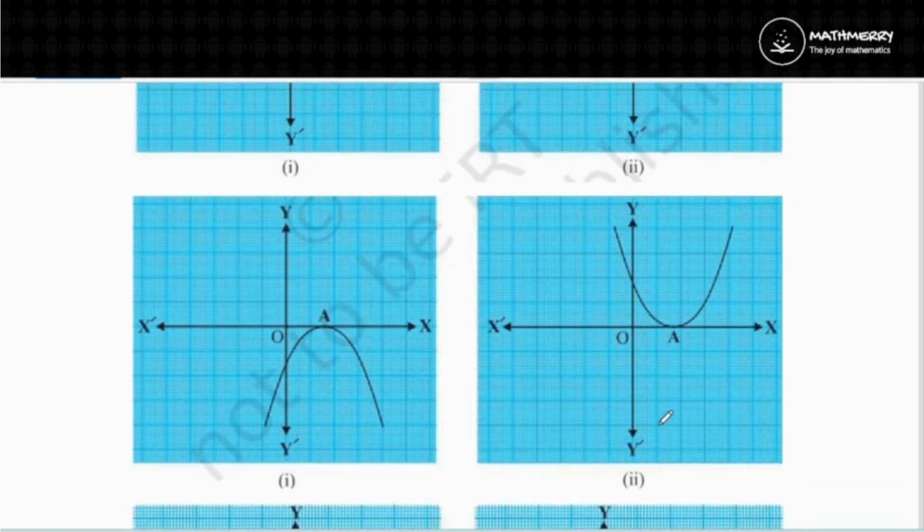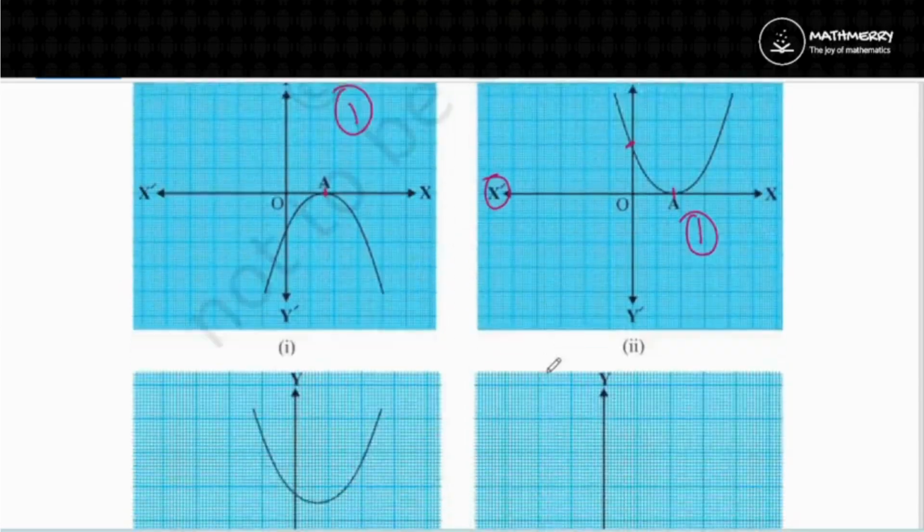Now, what about this one? Here the graph touches the x-axis at exactly 1 point. Okay, so we will only have one zero of the polynomial. Here also the graph touches the x-axis exactly at A. So here also we have only one zero of the polynomial. It may touch the y-axis, but it doesn't matter. We only look for x-axis. If it touches the x-axis, then we have a zero of the polynomial. If it doesn't touch the x-axis, it doesn't have a zero of the polynomial.